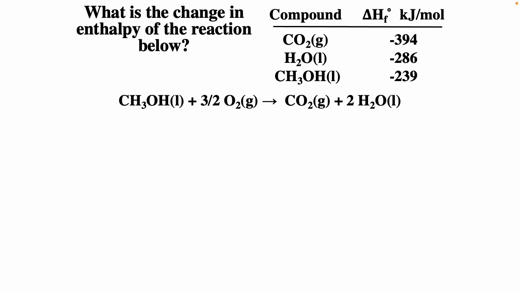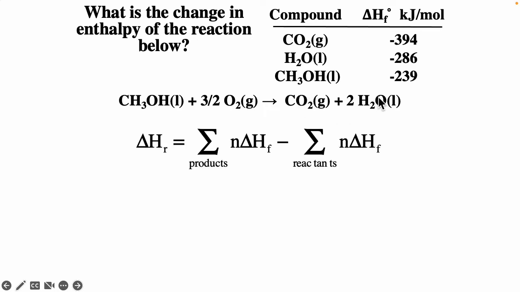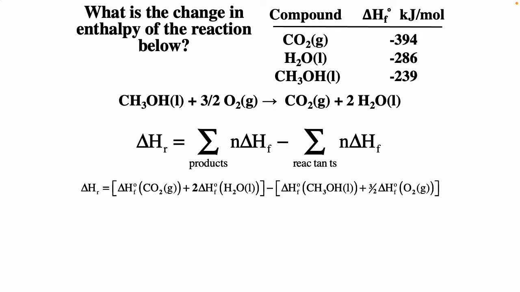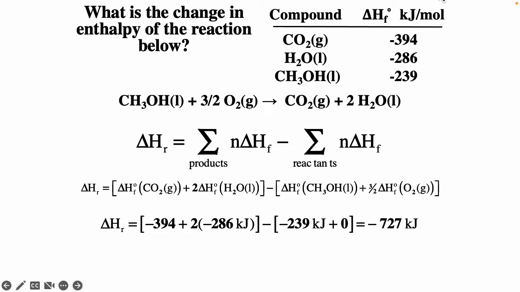Now, if we look at this reaction, we have methanol plus oxygen goes to CO2 plus water. We can calculate the change in enthalpy by products minus reactants. Remember that the one on the right is the products, the one on the left is the reactants. Those coefficients always come down. Using these values, we get minus 727 kilojoules. Remember, because oxygen is an element in its standard state, its enthalpy of formation is 0.